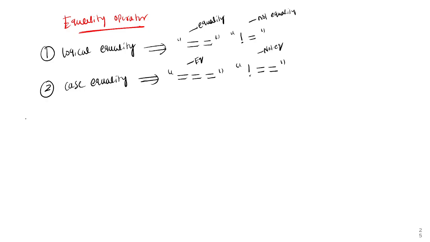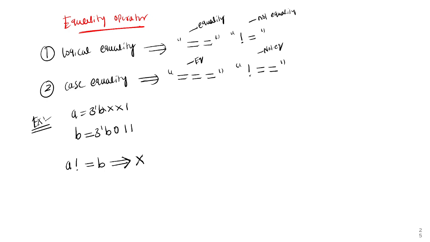Suppose, let us take one example. Here a equal to 3'bxx1. Okay, b equal to 3'b011. I am calculating a logical not equality of b. So that means I am checking whether it is equal or not equal. Here you will get the output x only.